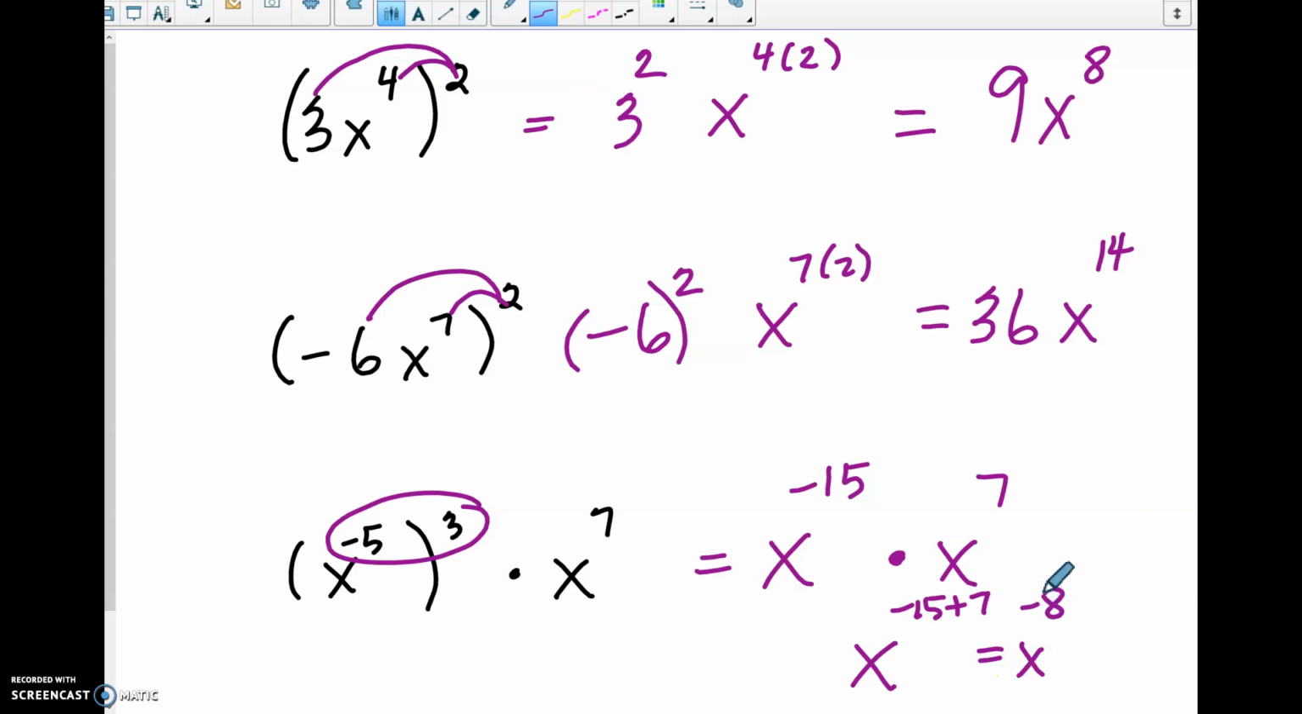And right now this should be triggering from 2 days ago. We are not allowed to have a negative exponent. So how do we rewrite that? 1 over x to the 8th power. Notice when you rewrite that 8, that negative is no longer there. So it's 1 over x to the 8th power.